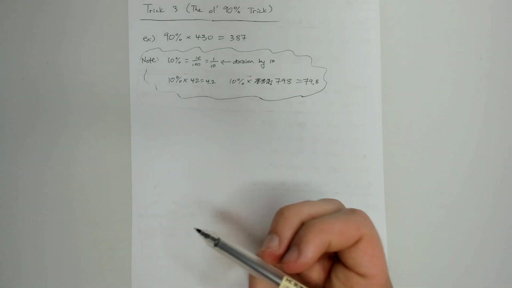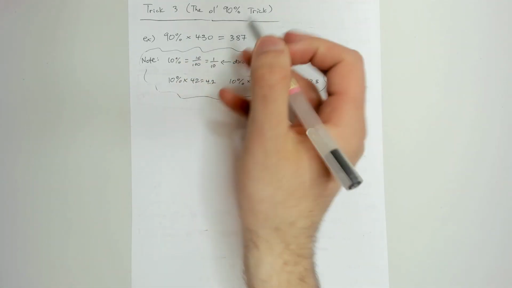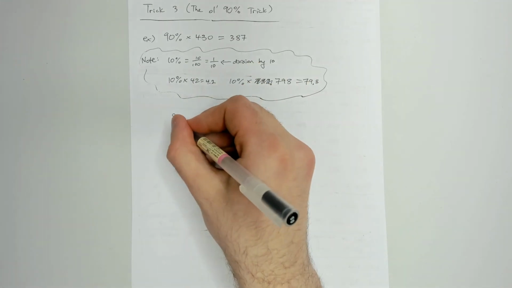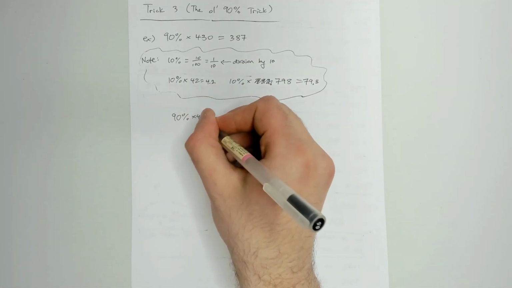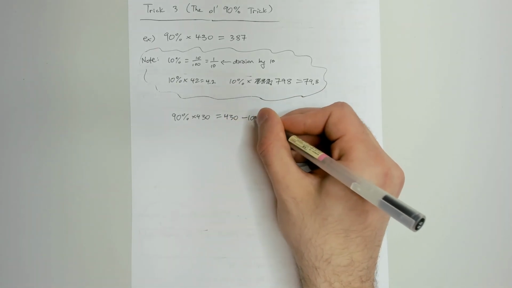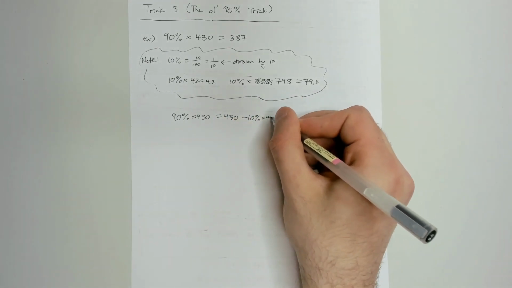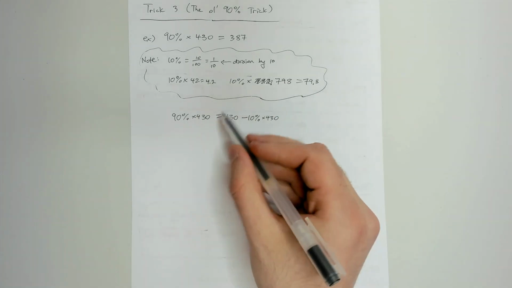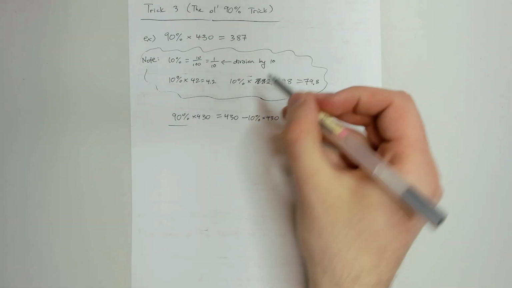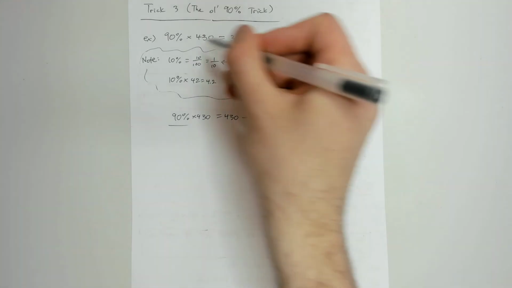But what we can do with this is note that if we're doing 90% of 430, well, 100% of 430 is just itself, right? 100% of anything, it's just doing 1 times that thing, essentially. So that means that 90% of 430 should be the same thing as taking 430 and removing 10% from it, right? If we remove 10% of 430 from 430, we're left with just the 90%, right? And as we just saw, it's really easy to calculate the 10% of something.